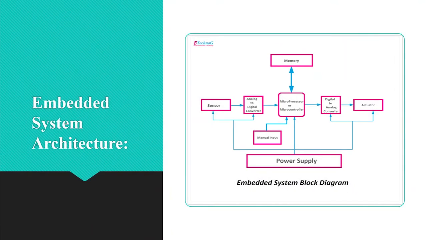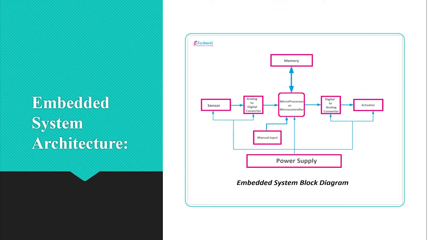So we'll see the detailed embedded system architecture. All these blocks form an embedded system block diagram. So there is a memory, sensors, analog to digital converters, digital to analog converters, actuator, manual input, and a power supply.